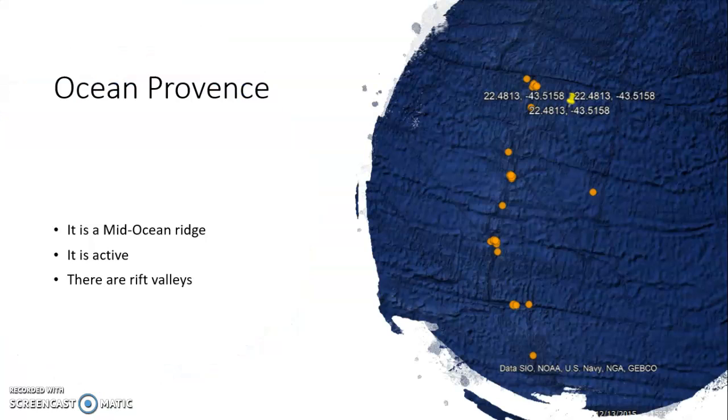The ocean province. My location is landed on a mid-oceanic ridge. Taking a look at the picture, you can see that there are a few earthquakes, small ones, but this makes it active. I believe there is a rift valley around the area.